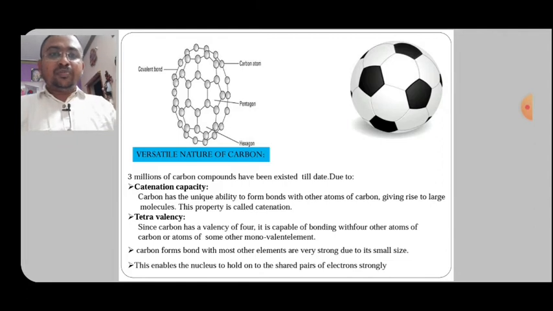So then coming to the discussion about the versatile nature of carbon. So far 3 million organic compounds have been identified by scientists. This is due to the characteristic properties of carbon. What are they? That is the catenation capacity and tetravalency of carbon.